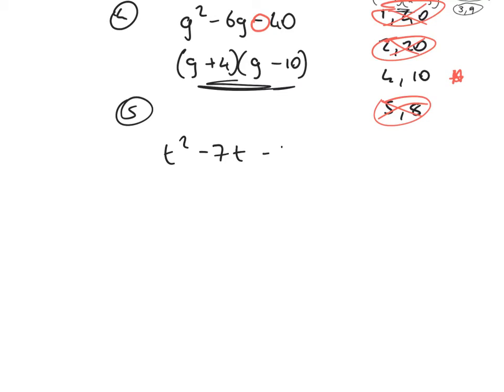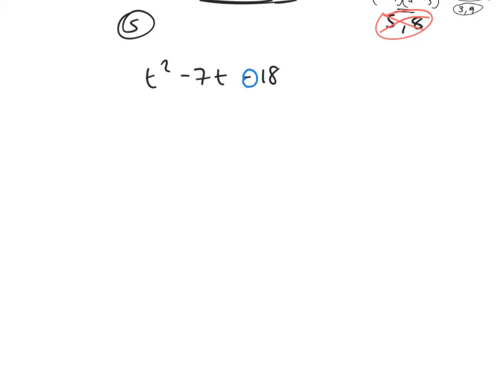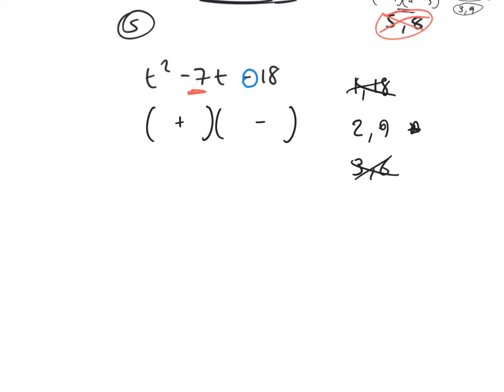7t minus 18. Okay, the product is negative. The signs will be different. Okay, for two numbers that multiply together to give 18, so 1 and 18, 2 and 9, 3 and 6. So that would need to be 2 and 9, and they need to add together to give minus 7. So would it be 9 minus 2? No, that's 7. It would be 2 minus 9. So it's plus 2 and minus 9. t plus 2, t minus 9.